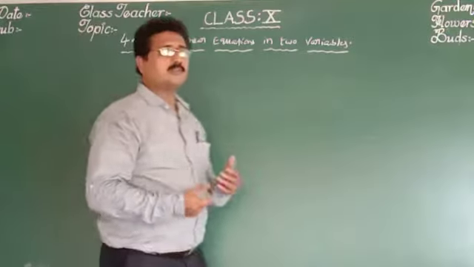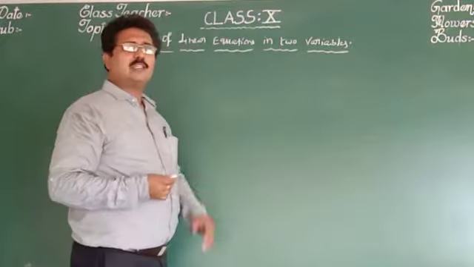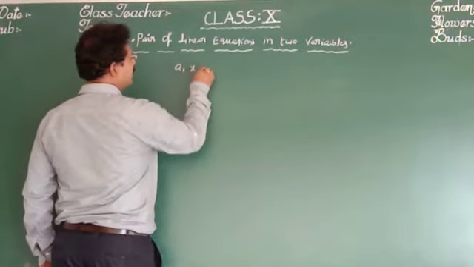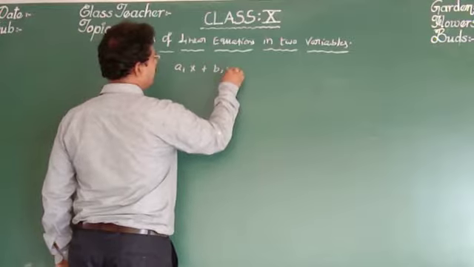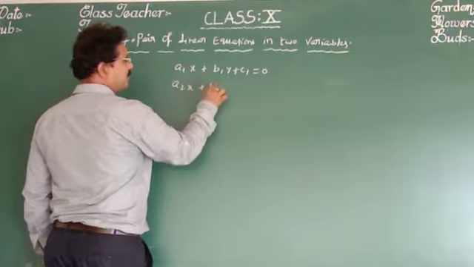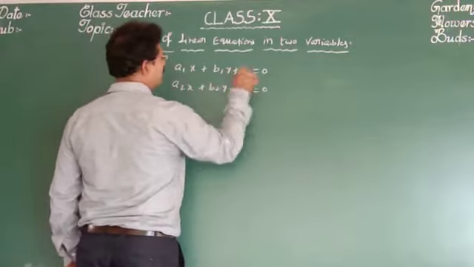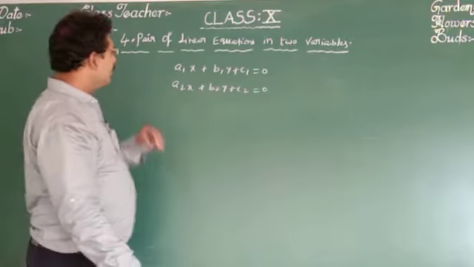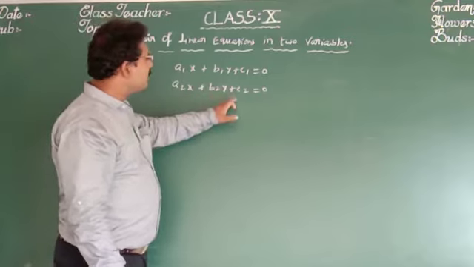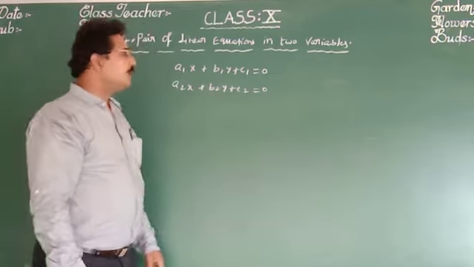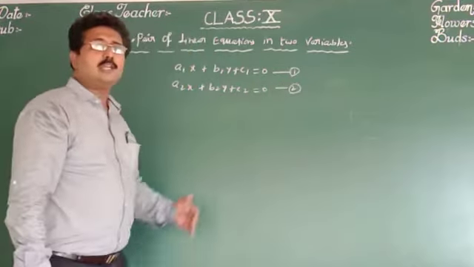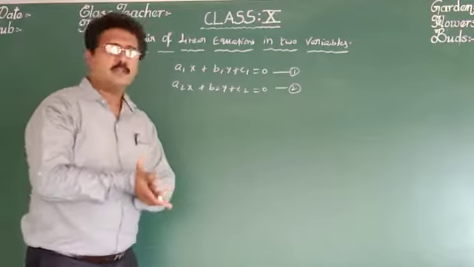So how to get the nature of system of equations? Suppose we take two linear equations. We already discussed that one equation is a1x plus b1y plus c1 is equal to 0, and another equation is a2x plus b2y plus c2 is equal to 0. These two are the equations. Now a1x plus b1y plus c1 is equal to 0 is equation 1, and a2x plus b2y plus c2 is equal to 0 is equation 2. Since these two are linear equations, now the relationship between coefficients and nature of system of equations.